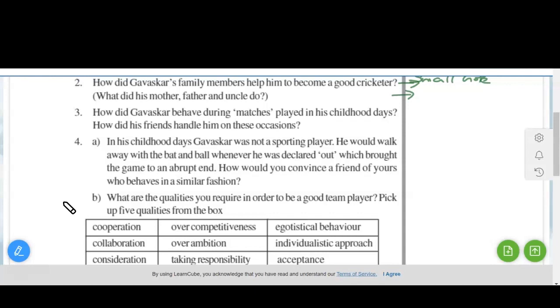You can convince your friend. Do comment in the comment section if you have got an answer for this.